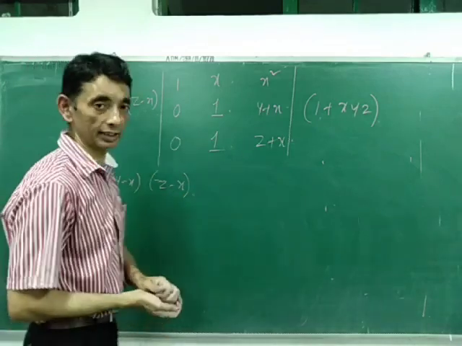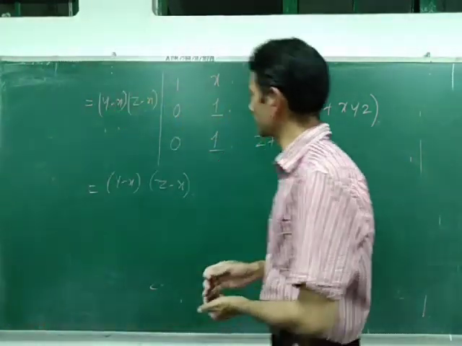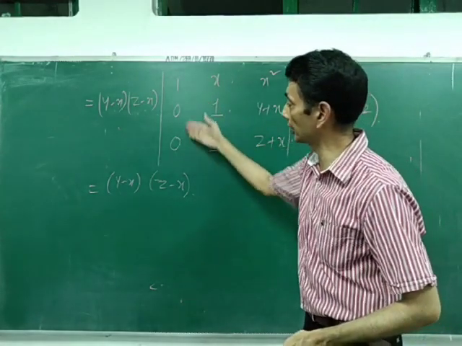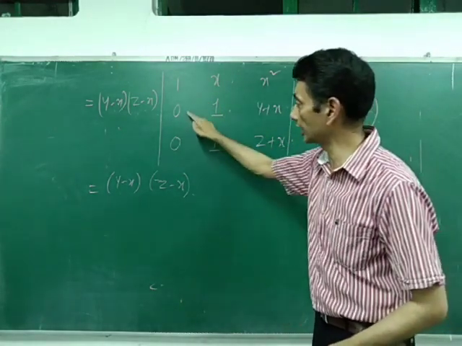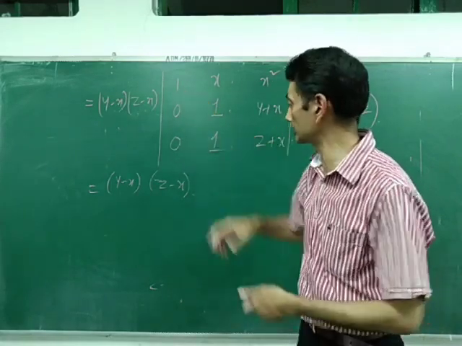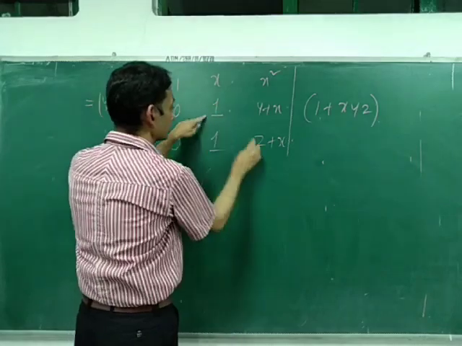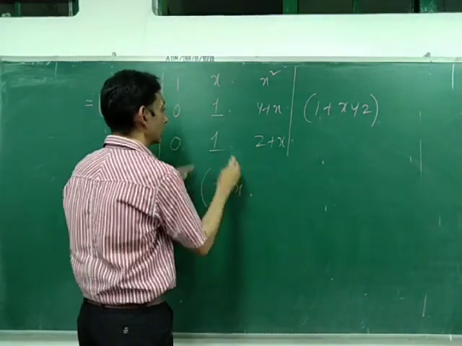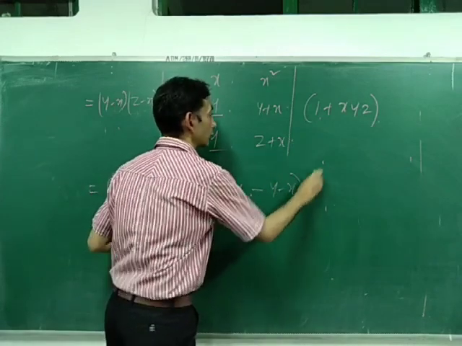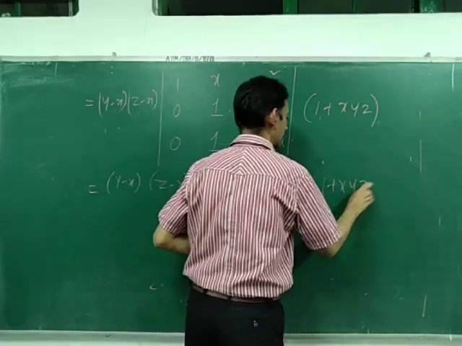Now we are going to expand this. How to expand this? I already explained that you should expand along the column where more zeros are there. Here 2 zeros are there, so we will expand along the first column. We need to expand along only 1. If we expand along 1, I am going to get 1 into z plus x, minus 1 into y plus x, that is minus y minus x, multiplied by 1 plus x, y, z.